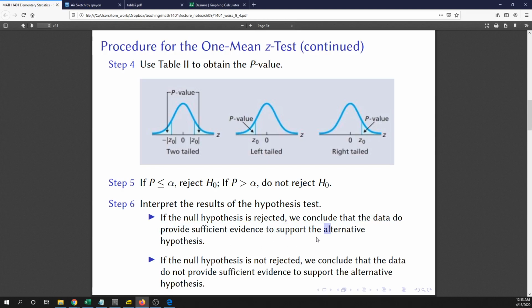That part, the alternative hypothesis, is going to vary from problem to problem, but it's always stated in terms of the alternative hypothesis. If you do not reject, then your conclusion is going to be this: the data do not provide sufficient evidence to support whatever the alternative hypothesis is. All right, so that's the procedure.